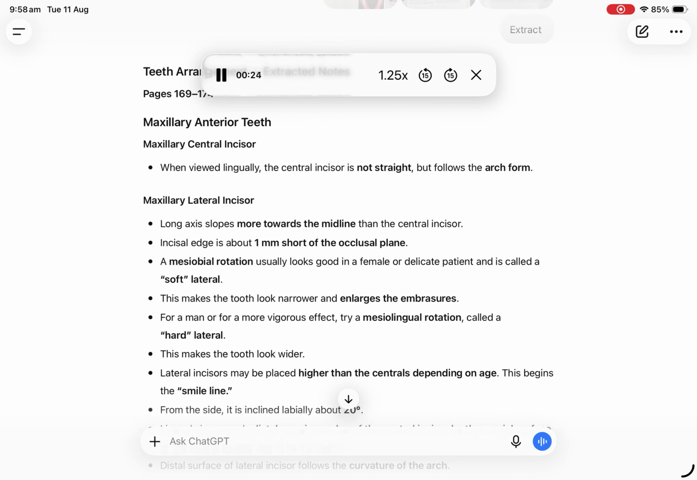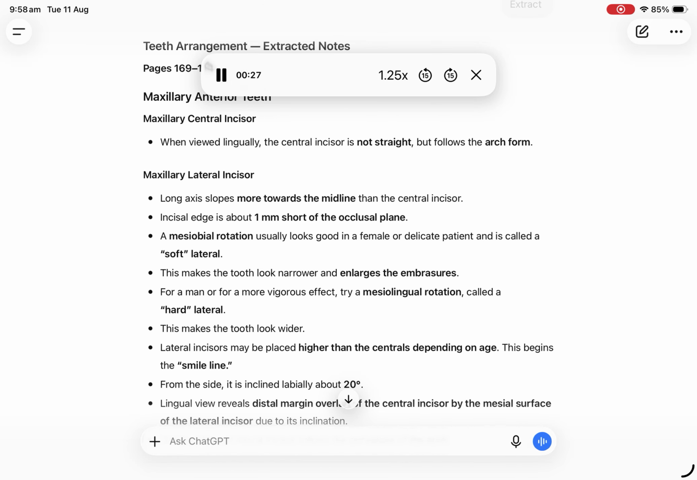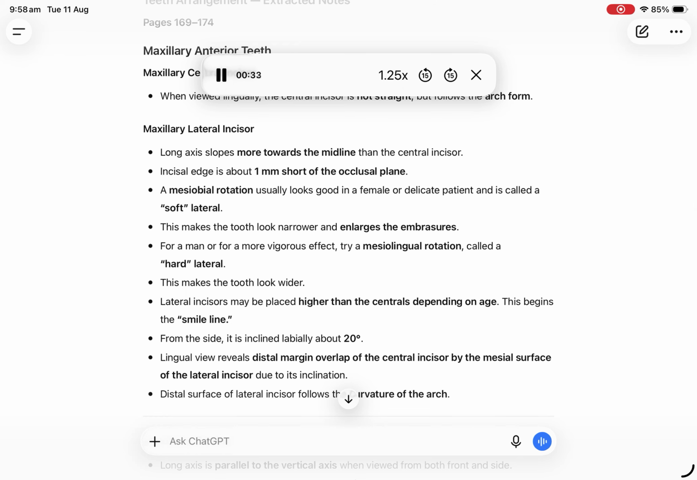A mesiolabial rotation usually looks good in a female or delicate patient and is called a soft lateral. This makes the tooth look narrower and enlarges the embrasures. For a man or for a more vigorous effect, try a mesiolingual rotation, called a hard lateral. This makes the tooth look wider. Lateral incisors may be placed higher than the centrals, depending on age. This begins the smile line.